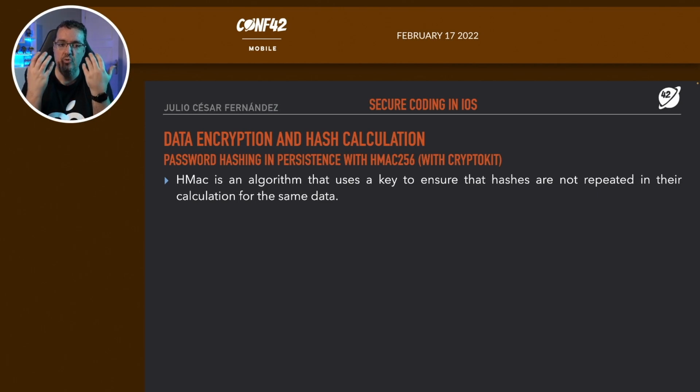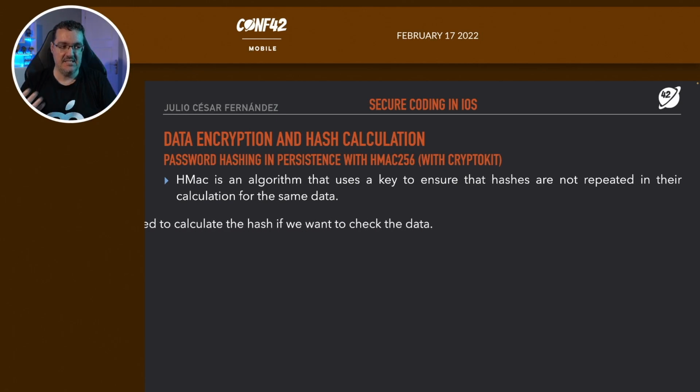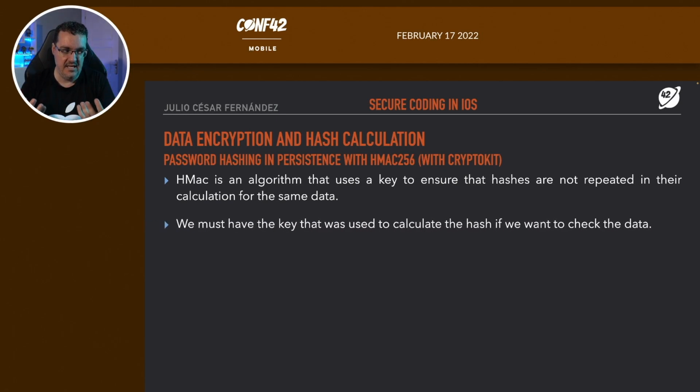To try to resolve this, HMAC puts a key when you calculate the hash. Because of this, if you don't have the key, you cannot check the data, you cannot create the same hash for the same data, because to validate a hash, you must have the data and the equivalent key we used to create this hash, okay?